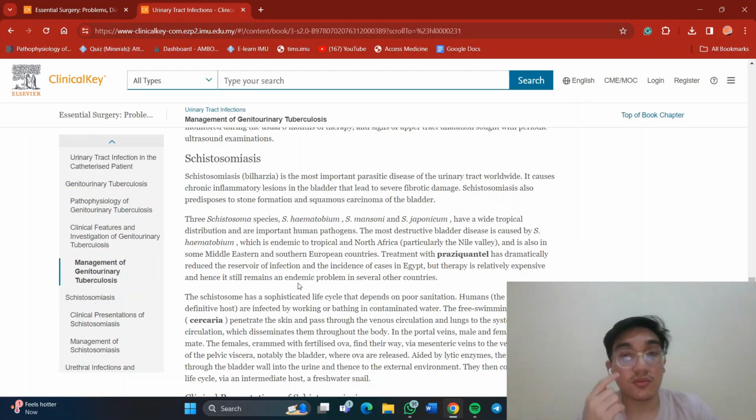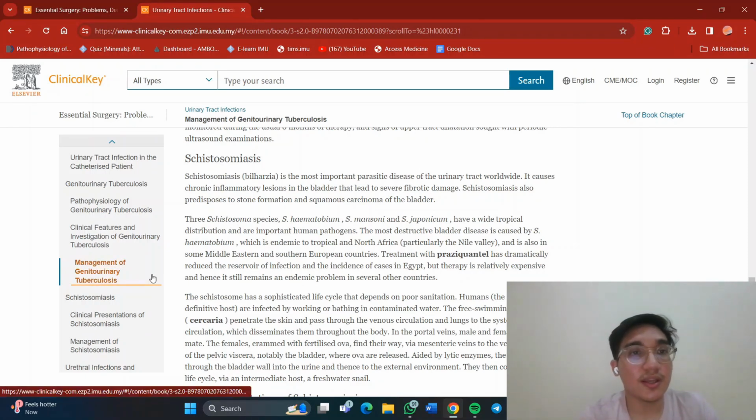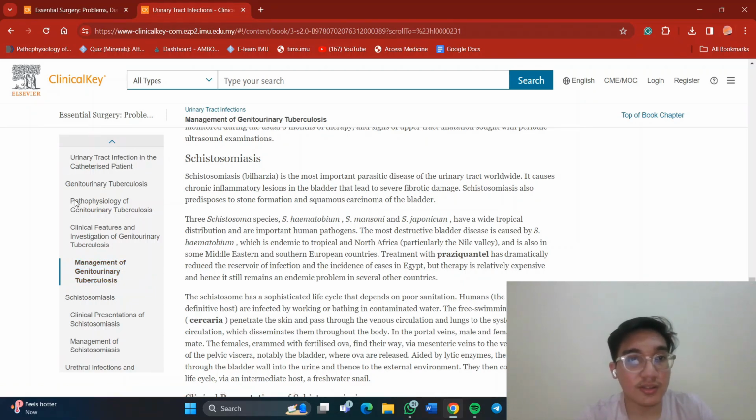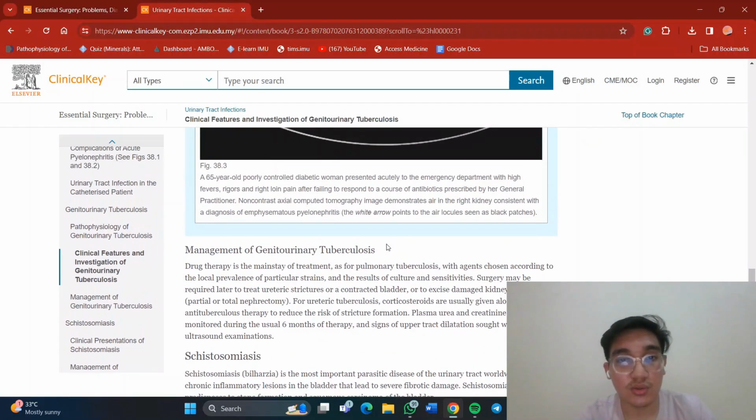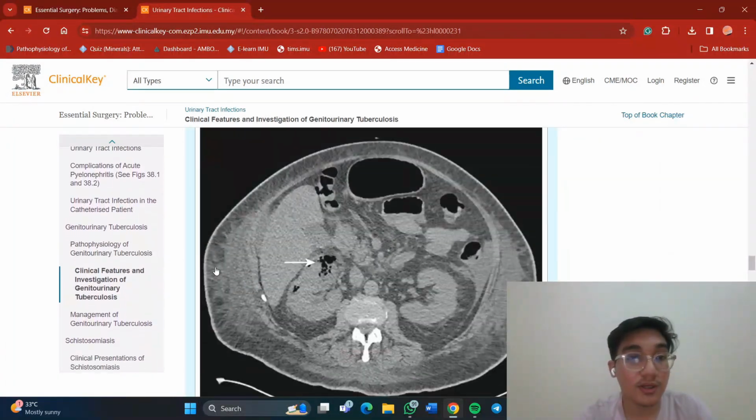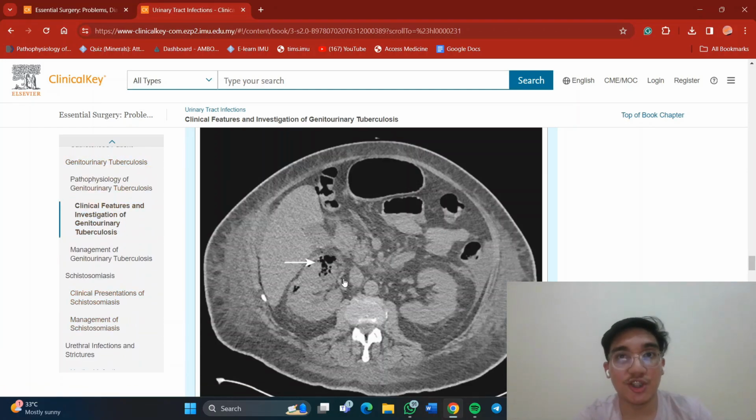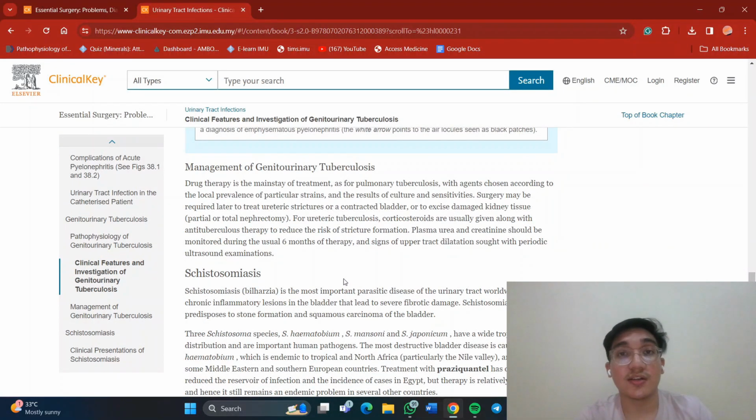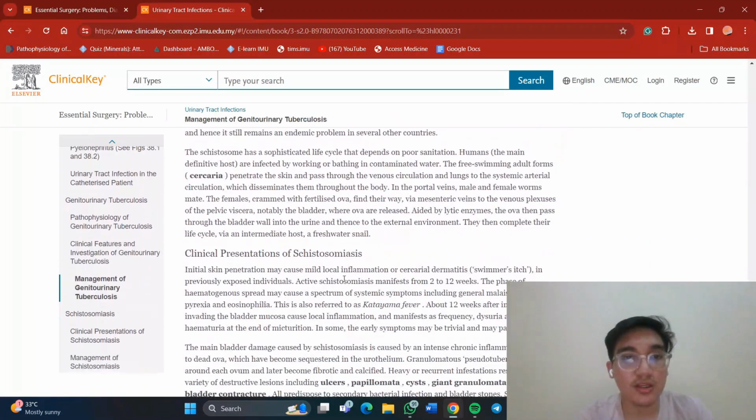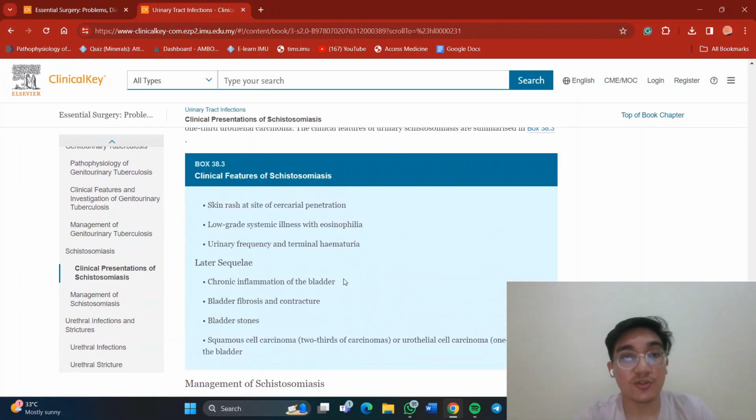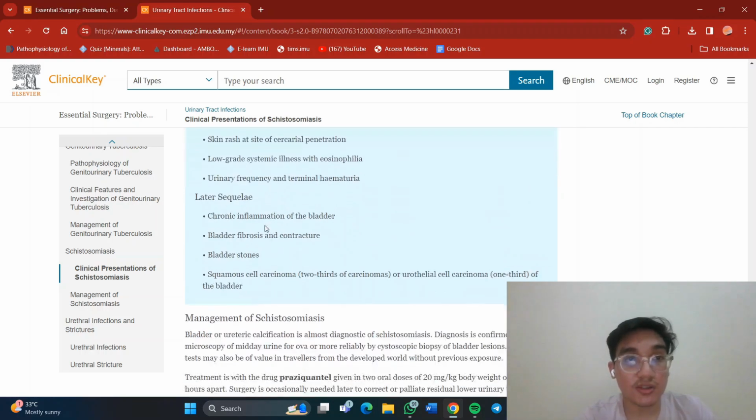Another thing I want to mention is the table here. Let's say you want to read about genitourinary tuberculosis, you don't have to scroll back up. You can just simply double click here and it will immediately jump to the page that you have clicked, which I find really interesting and easy to manage. And this one is the technical features under the box.